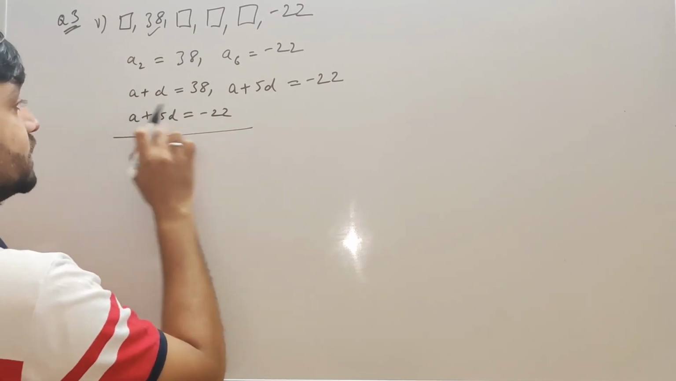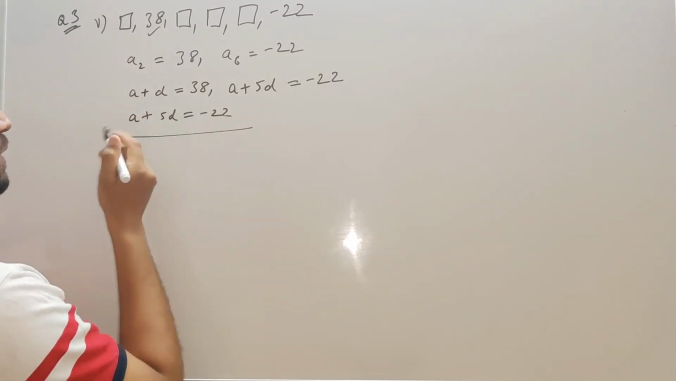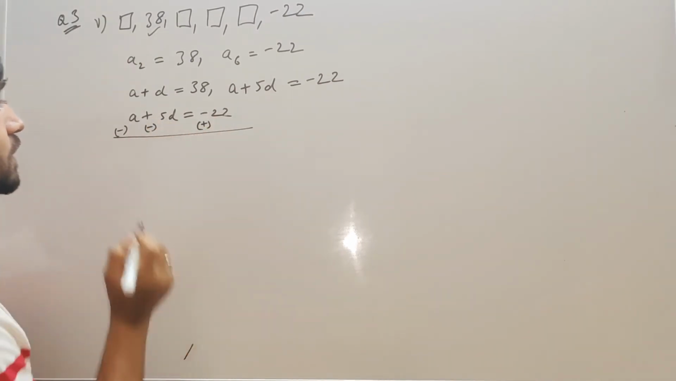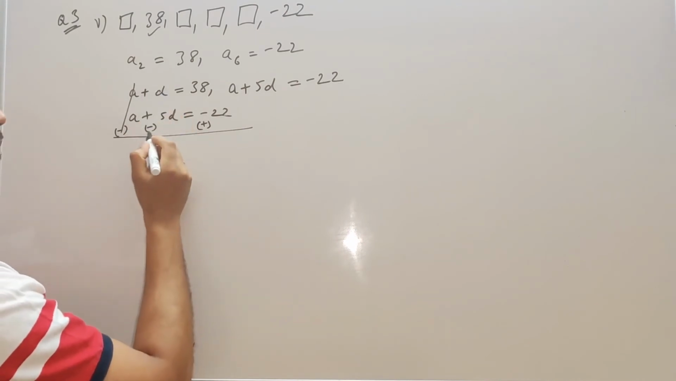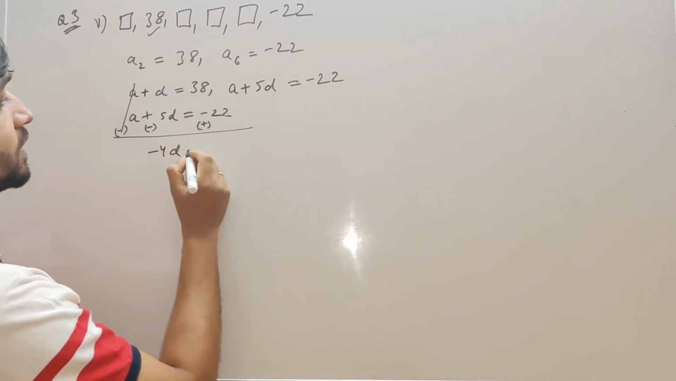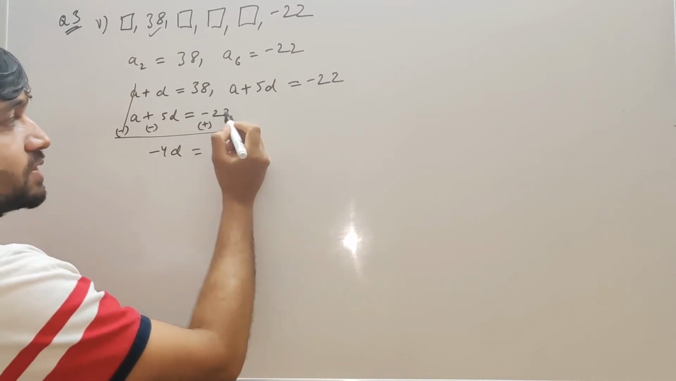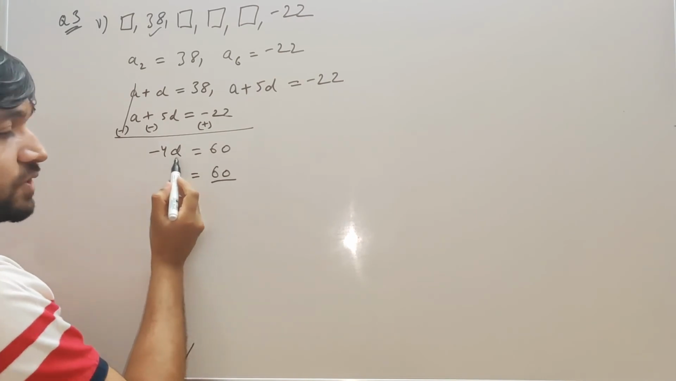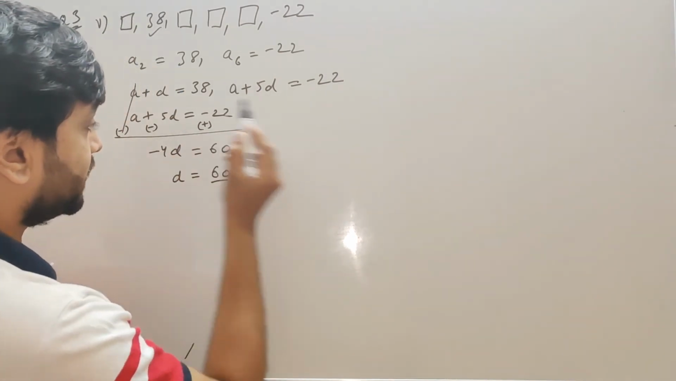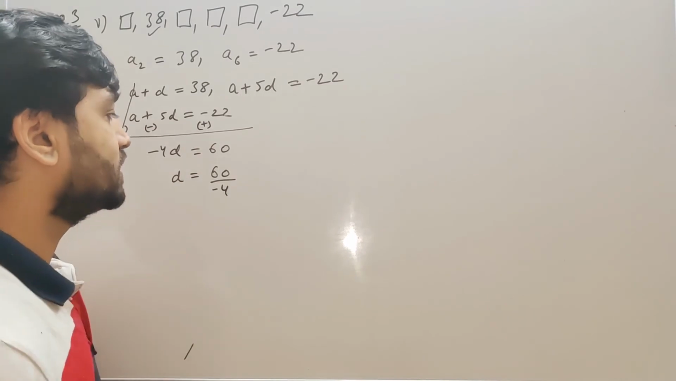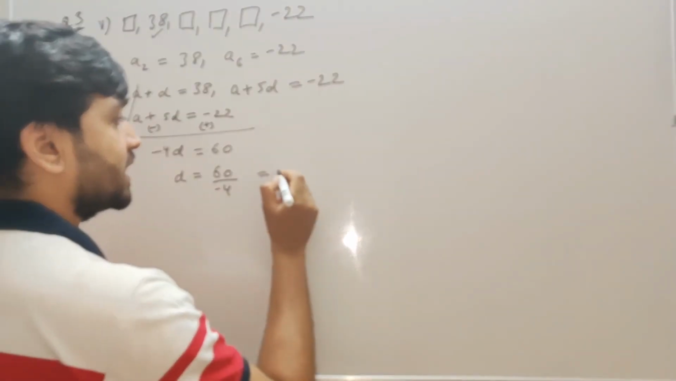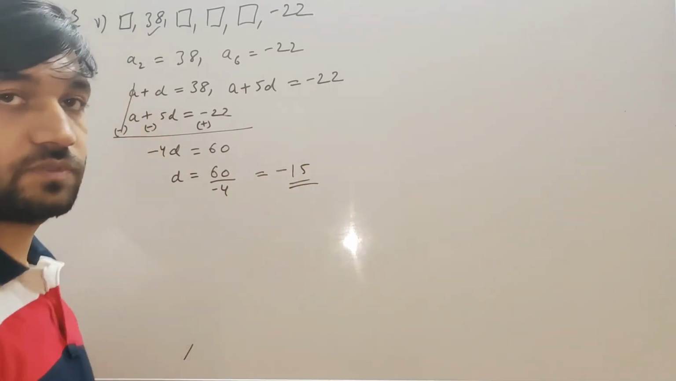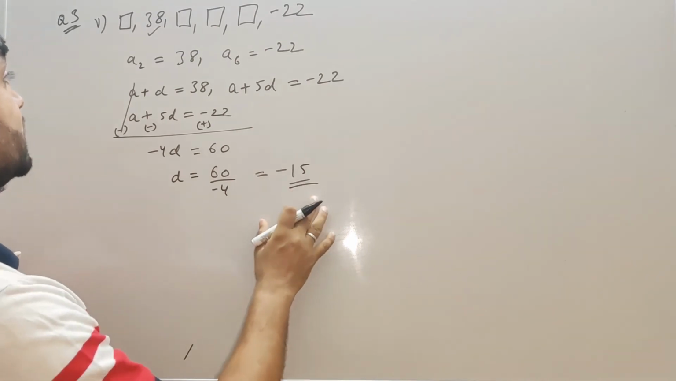In elimination, we change the sign of the equation which is below. So this plus becomes minus, this plus is minus, this minus becomes plus. So A minus A cancels out. D minus 5D is minus 4D, which equals 38 plus 22, which gives you 60. So this minus 4 is in multiplication with D. So minus 4, when it goes to the other side, becomes division. And this minus, we can take it to the numerator. 4 and 60 are divisible 15 times. So we got the common difference value as minus 15.